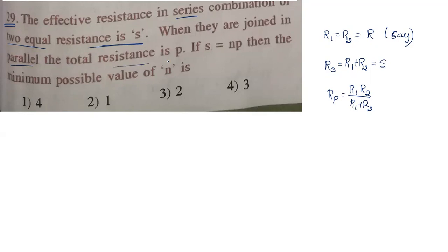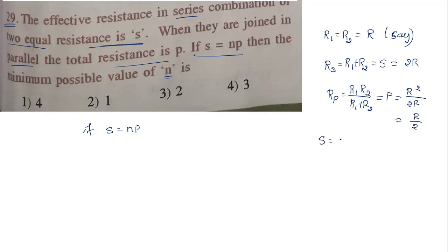The total resistance becomes P, so this is equal to P. Now they give the equation S equal to NP. If S equals N times P, then we need to find the minimum possible value of N. Since the resistors are equal, S will become 2 times R, and P will become R into R, that is R square divided by 2 times R. Simplifying, it becomes R by 2.